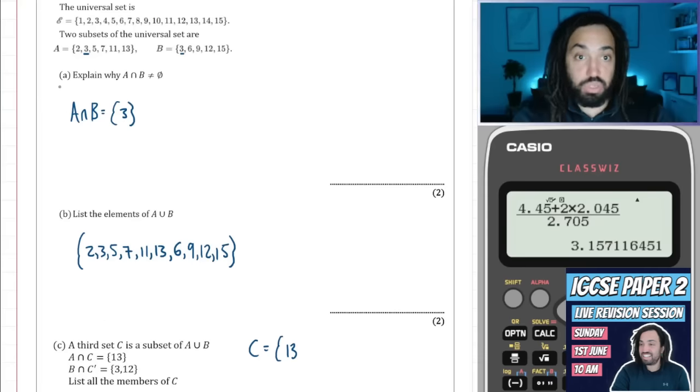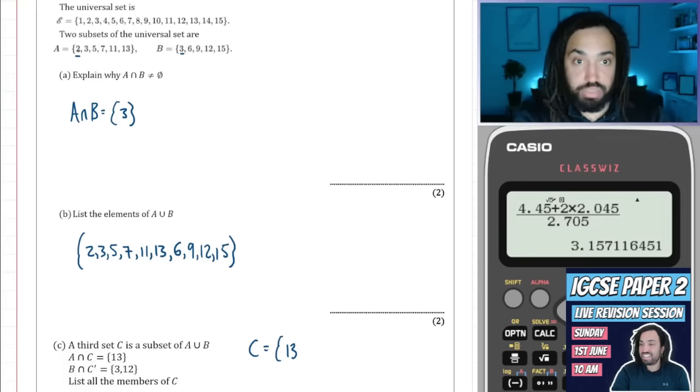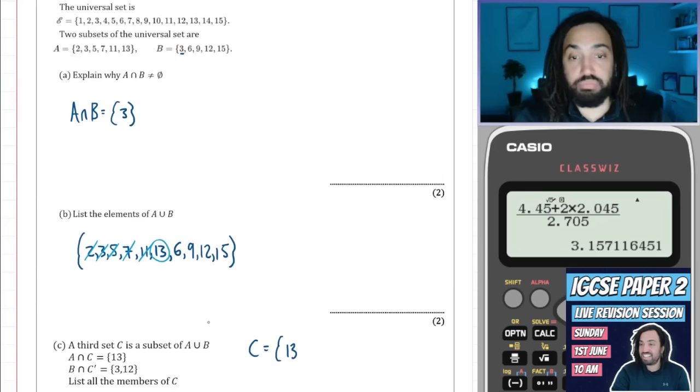Okay, but what that also means though is that all the other elements of A are not in C. So 2, for example, if that was in C, then it would be in the intersection of A and C because it's definitely in A. But it's not in the intersection of A and C, so therefore it can't be in C. So we can eliminate 2. That's not in. Nor is 3. Nor is 5. Nor is 7. Nor is 11. And 13 is good.